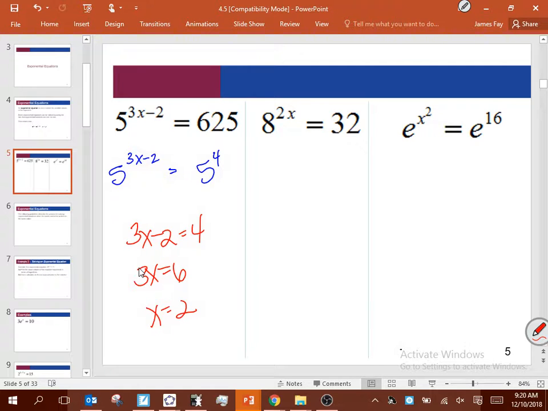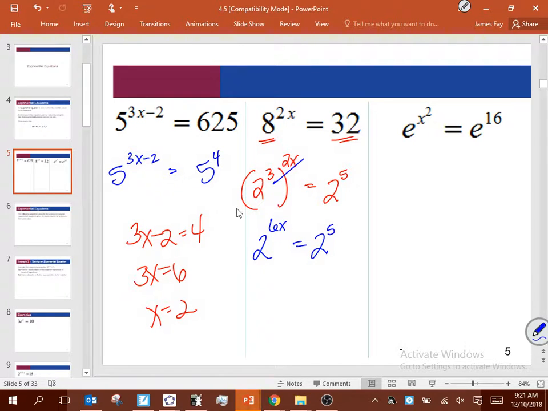So that's the approach. We're going to try to figure out if I can rewrite both of these so that they have the same base. So 8 is the same thing as 2 cubed. Okay, but we need 8 raised to the 2x. Does that make sense to everybody? So we still have that. And now 32 is 2 to the 5th. All right, what do I do with a power raised to a power like that, 3 raised to the 2x? You multiply them. So I actually have 2 to the 6x is equal to 2 to the 5th.